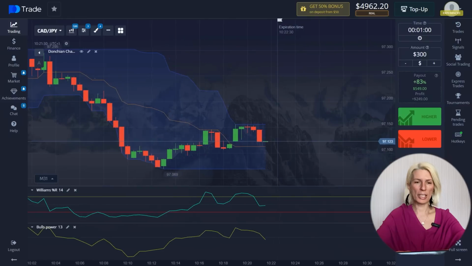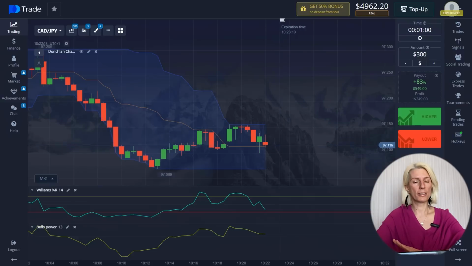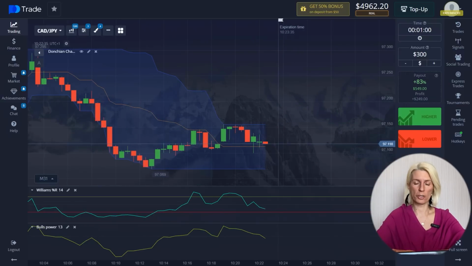Yes, Williams percent range helps a lot in trading. Imagine it was developed in 1966 by Larry Williams, an experienced trader and technical analyst.